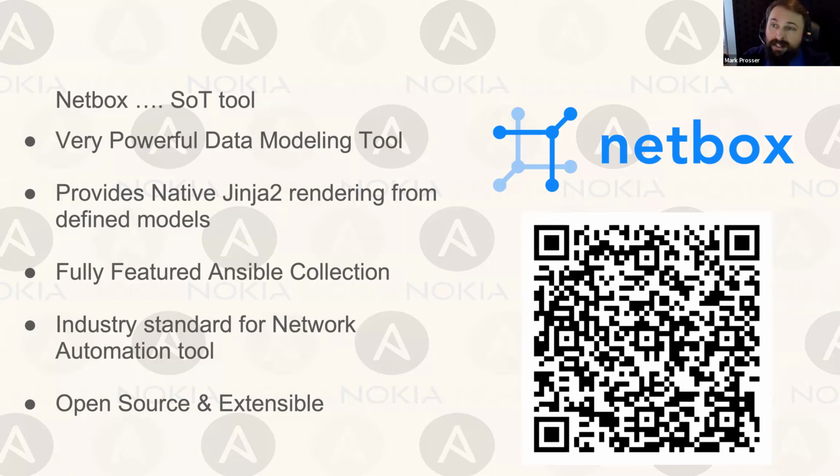There's a tool that's basically the industry standard for what people call the source of truth. I don't think there's any such thing as a source of truth, but it's definitely a data modeling tool, which allows you to say, this is what my network system is. These are the services that relate to this interface. This is the interface speed, all the information, you put that up front, and it actually has Jinja2 rendering in defined modules. And because there's a fully featured Ansible collection, which is what this QR code is for, you can basically pull that information and then render your configuration to send it to devices.